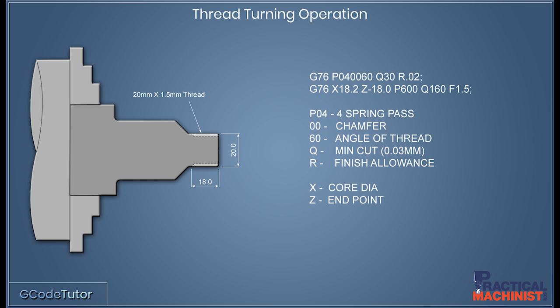The next position we give it is our end point of our thread. Now I'm using the front face of our part as the 0 position, our datum position, so Z minus 18 millimeters would give us an 18 millimeter deep thread.